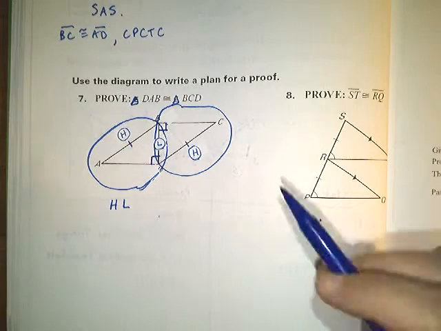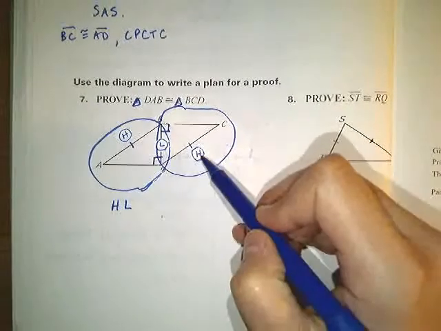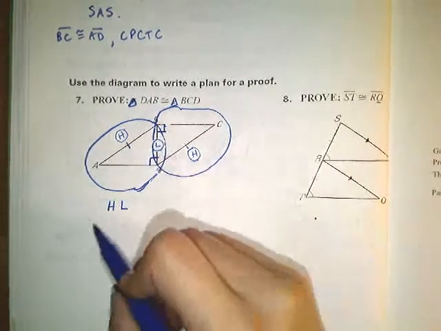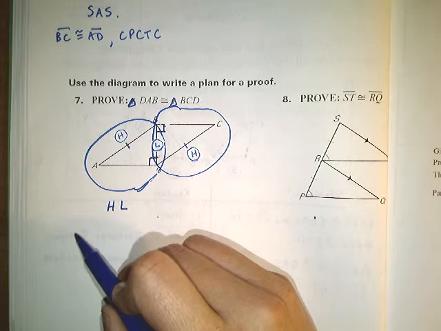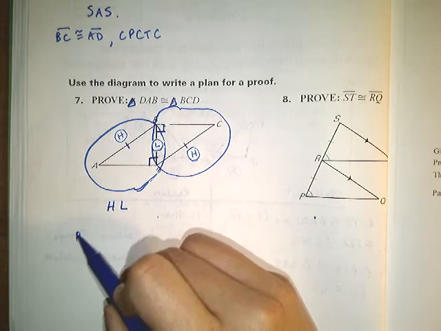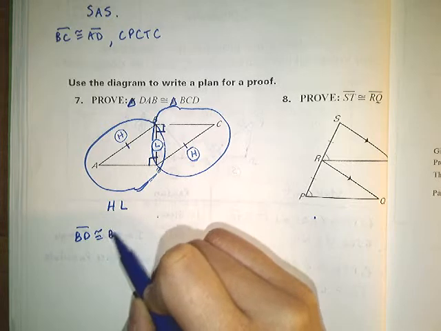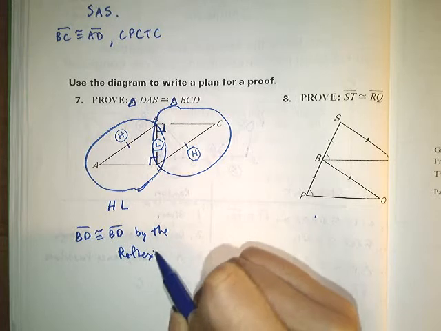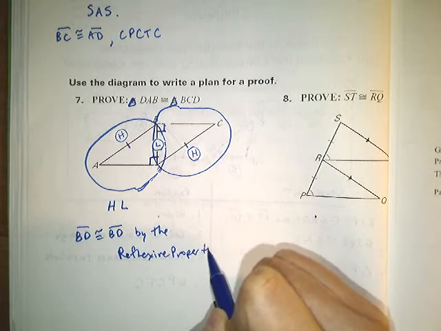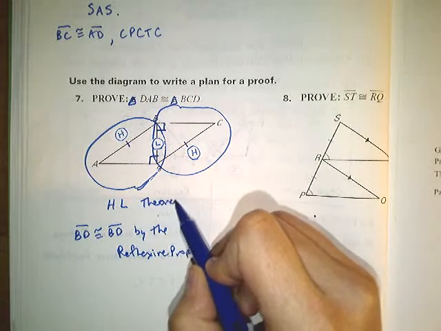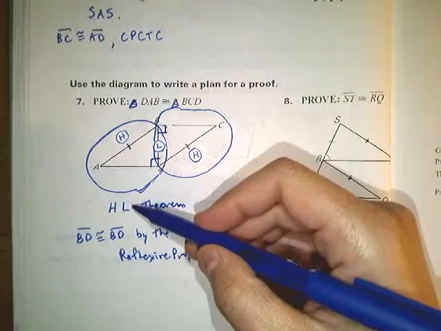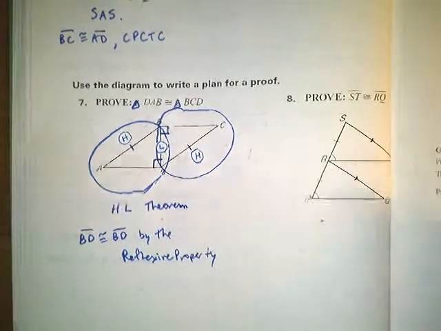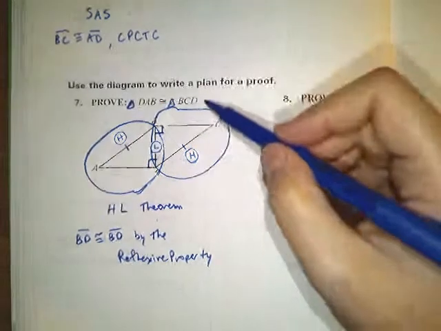So with this, the only thing we'd have to do is establish, because we've already got our hypotenuse here congruent over there, the only other thing we'd have to show is that the leg is congruent with itself. So my plan would be to show that BD is congruent with itself by the reflexive property. So there's my theorem that I would want to use, and that's the one thing I would have to show in order to get there. And then I could say the two triangles are congruent.